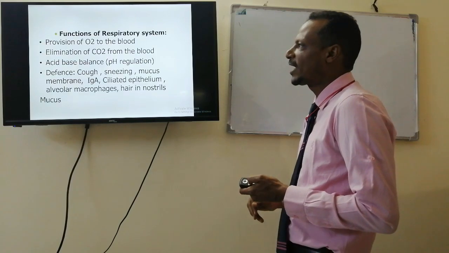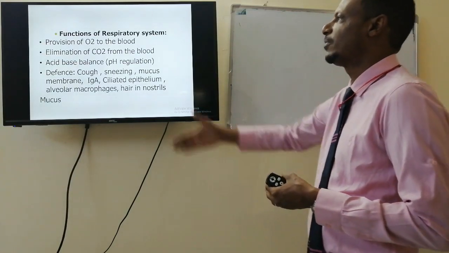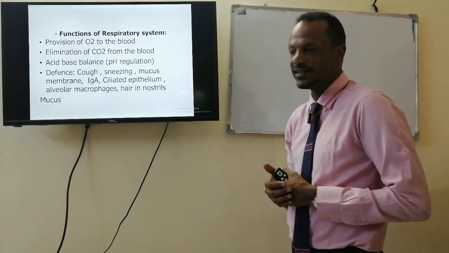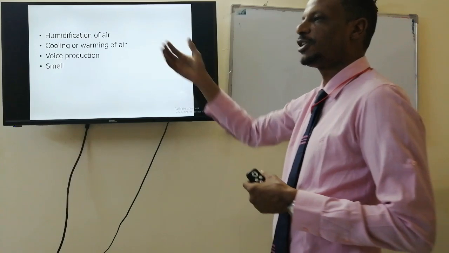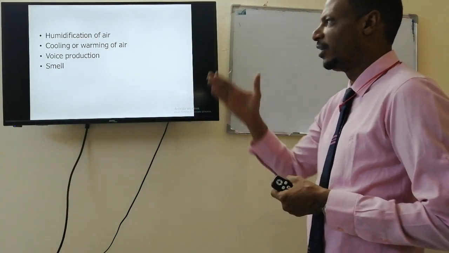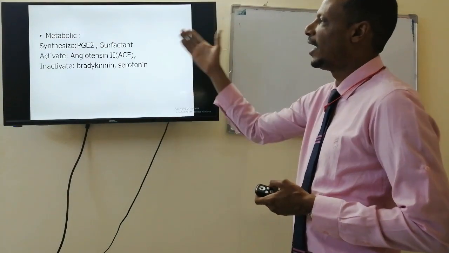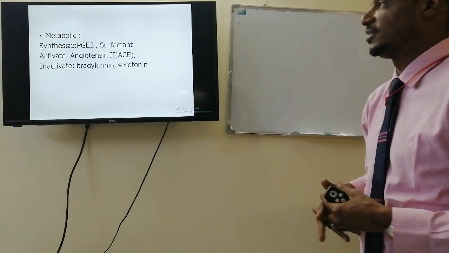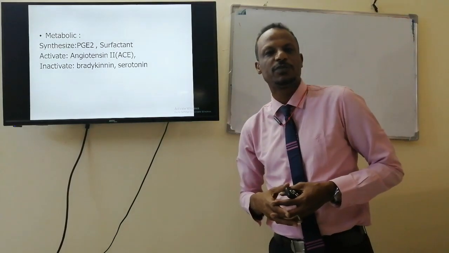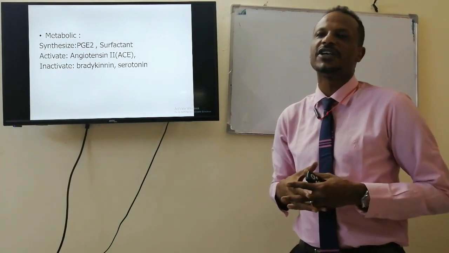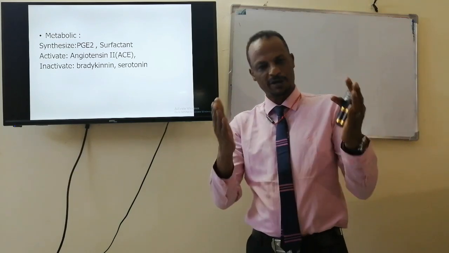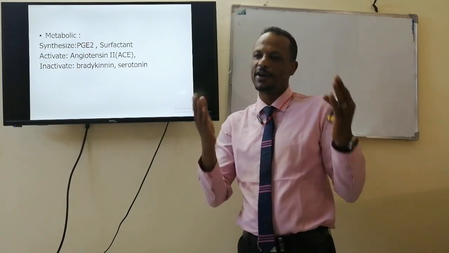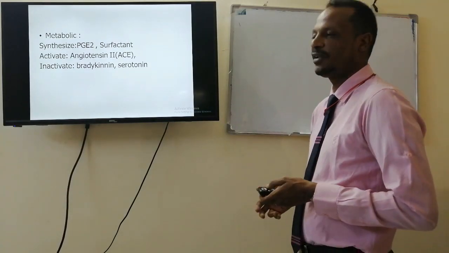So back again, the main functions of the respiratory system are provision of oxygen, elimination of carbon dioxide, acid-base balance, defense mechanism, humidification of air, cooling or warming of air, voice production, smell, and metabolic function. So these are the main functions of the respiratory system. After discussing the main functions, we will go to the functional anatomy of the respiratory system, because to understand the physiology of the respiratory system, we need to have some anatomical review.